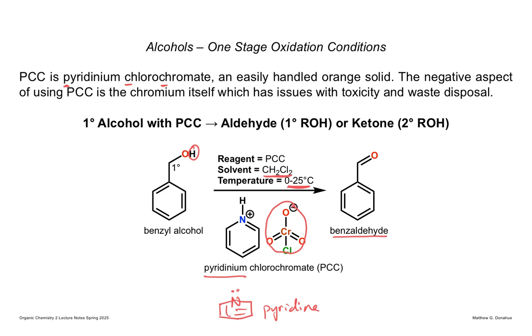Has anyone ever smelled benzaldehyde? So it smells like almondy, really intense almonds. So say, for example, just to show, say you had that phenethanol. So that's a secondary alcohol. PCC would then make that into the ketone.